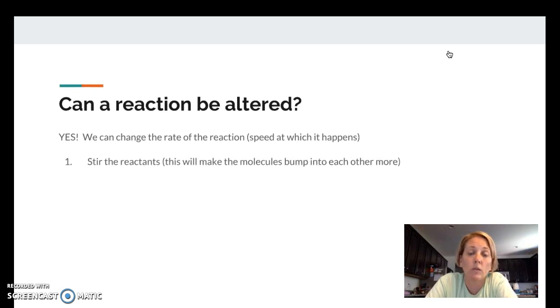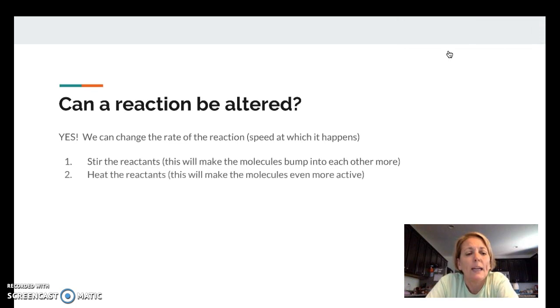So we could stir what goes in. If we do that, we're agitating those molecules to the point where they're going to bump into each other a little more frequently and rapidly, which ultimately will be causing a chemical reaction. Heat the reactants.